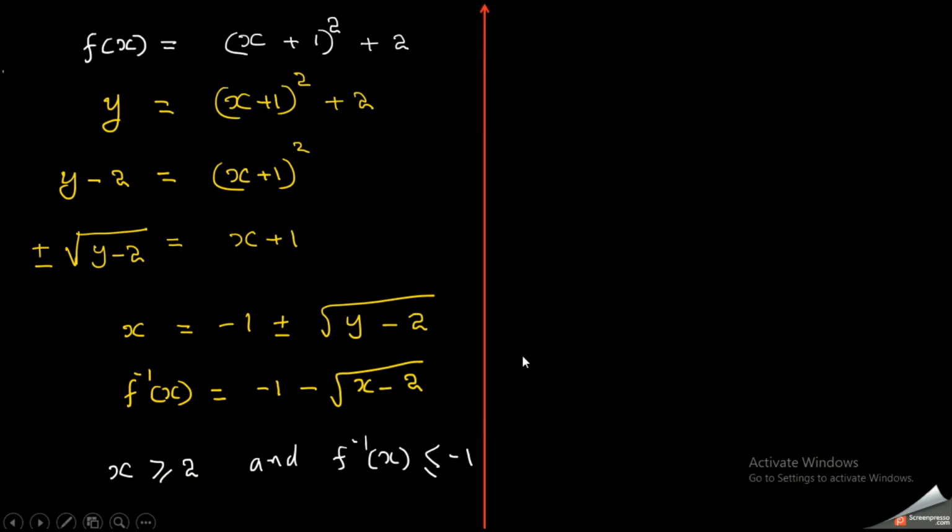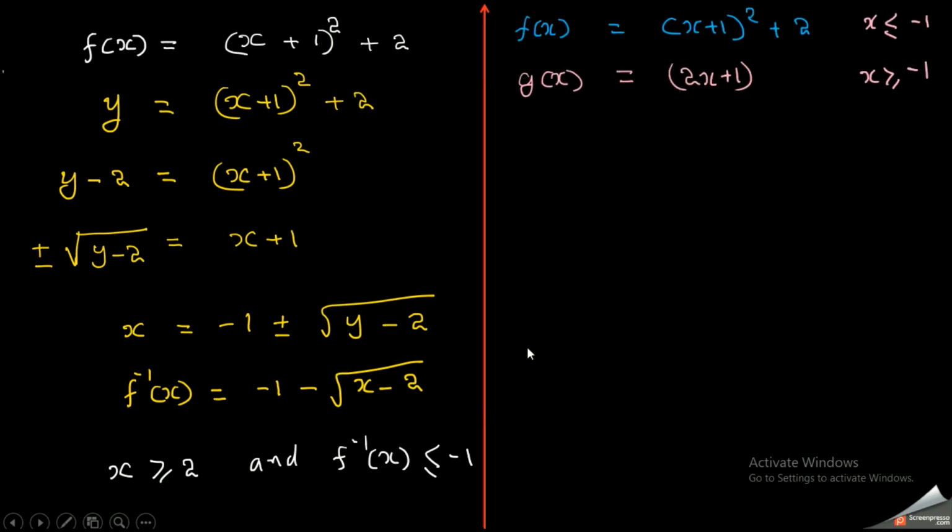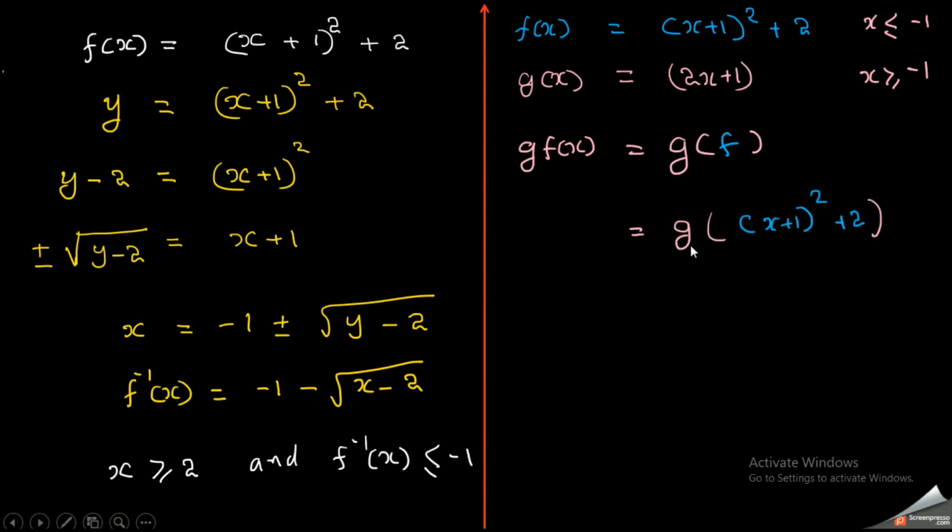And then the next part of the question: they want us to find gf(x). So in the function g we apply f. g is 2x plus 1. Wherever you find x here, we apply the whole f function in this place. So then this will become g of (x squared plus 2).